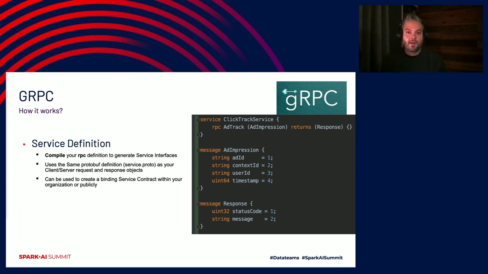So if you think about everything that's basically in this definition right here, there's really nothing that can be misconstrued, because the client has to create an ad impression and it has to add ad ID, context ID, user ID, and timestamp, or you can validate and say that this is not correct because you've added incorrect data. Maybe it's an empty string or something like that. And your response is always going to be exactly the same response for the compiled version of your client code and for your server code, and for the protobuf at a specific version.